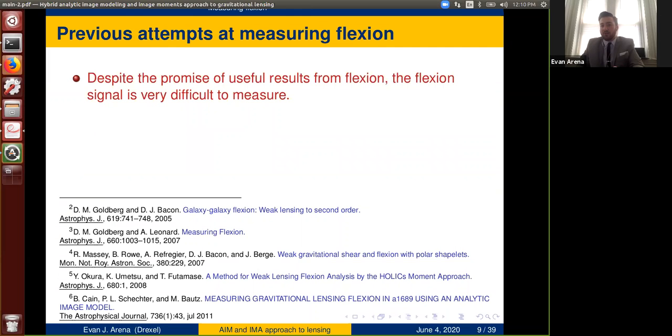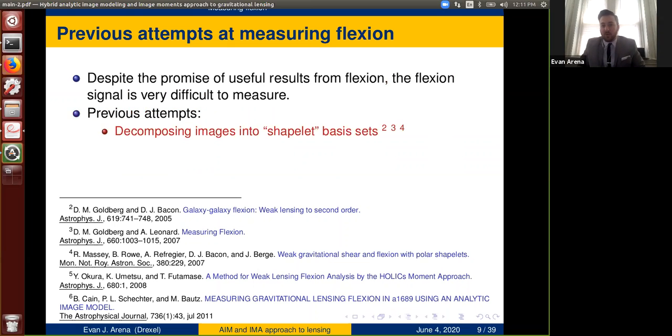Despite the promise of useful results from flexion, the flexion signal is very difficult to measure. Previous attempts at measuring flexion include decomposing images into shapelet basis sets, a method derived by Goldberg and Bacon, both of whom have graced us with their presence here today. Shapelets takes advantage of the very well-known math of the quantum simple harmonic oscillator. Other attempts have been an image moment analysis developed by Okura and subsequently by Goldberg and Leonard.